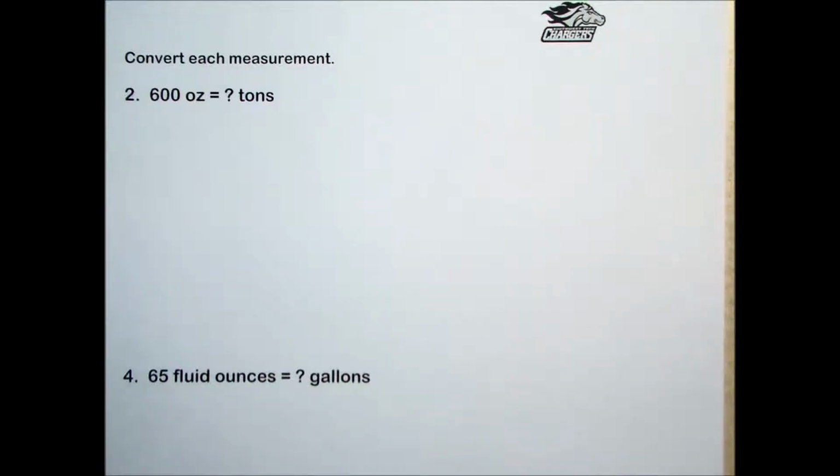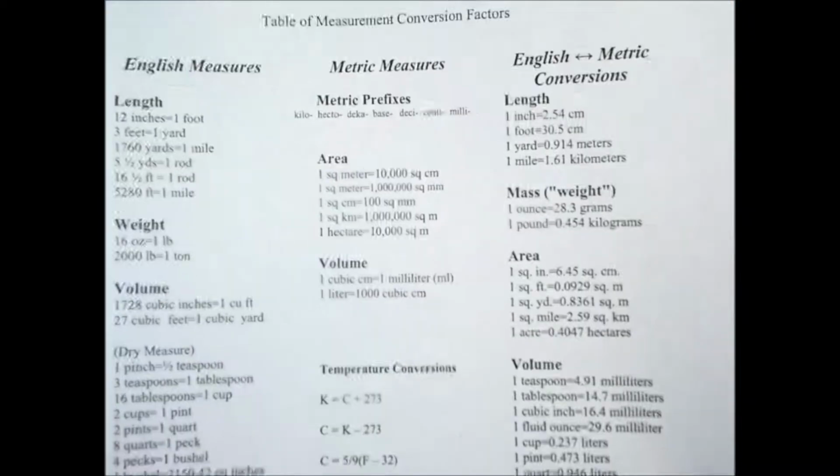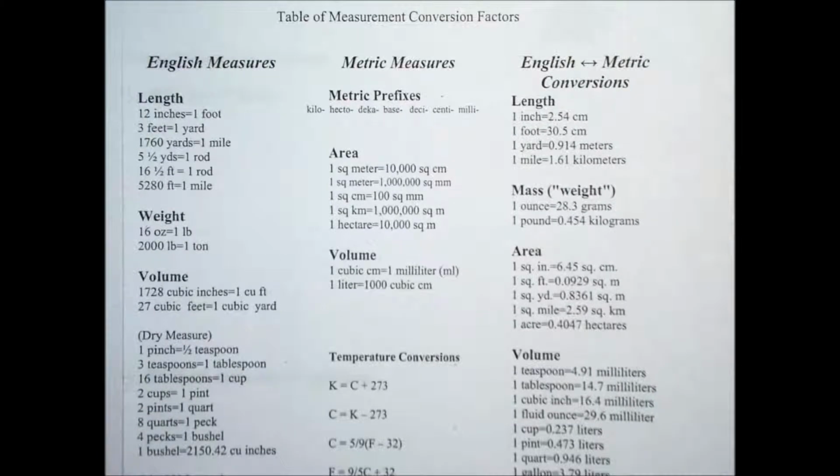Practice set 3, convert each measurement. Problem number 2 is asking us to convert 600 ounces into tons. If there isn't a single conversion from the units required, we may have to use more than one conversion factor. If we look at our conversion table given in the book, and we look under the weights, there is no direct ounces to tons.